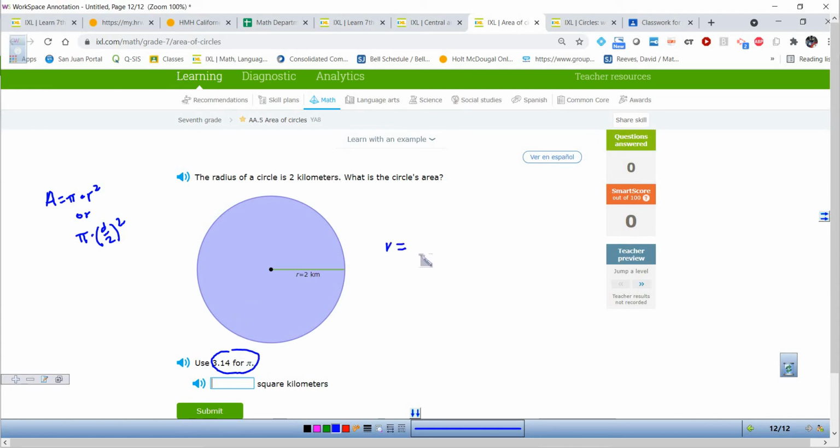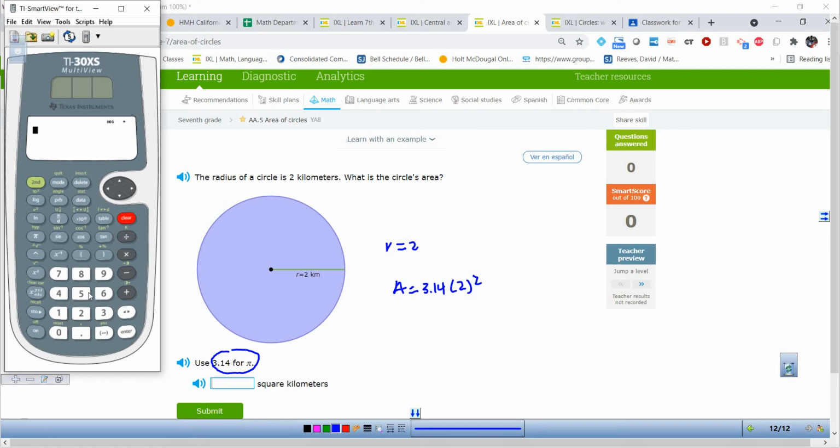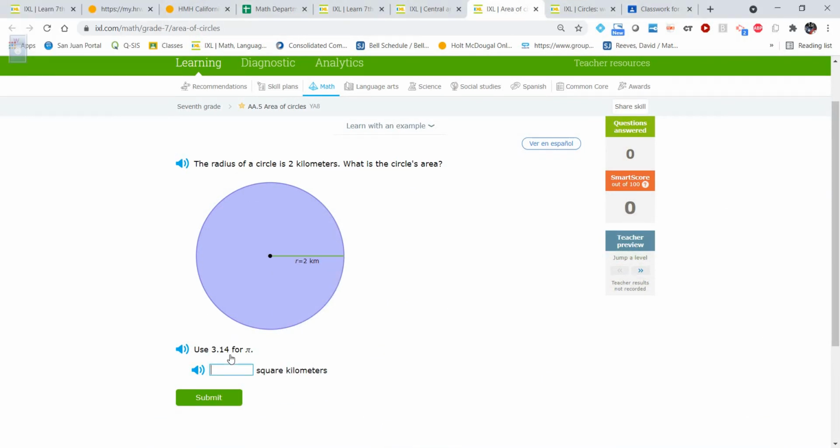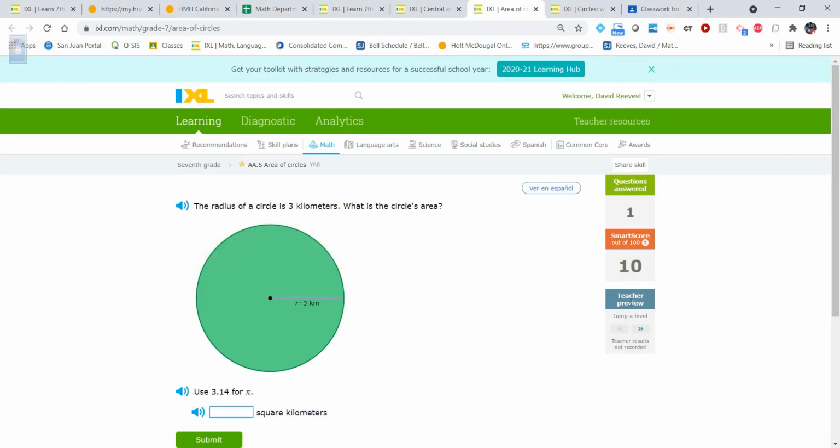So my radius is 2. So my formula is going to be 3.14 times 2 squared. All right, and again, I recommend using a calculator for these. Here we go. 3.14 times 2 squared. And the answer I get is 12.56. And it's going to be square kilometers or kilometers squared. I was looking to see if they wanted us to round. It doesn't say anything about rounding. So I'm going to go ahead and put in 12.56. And there we go.